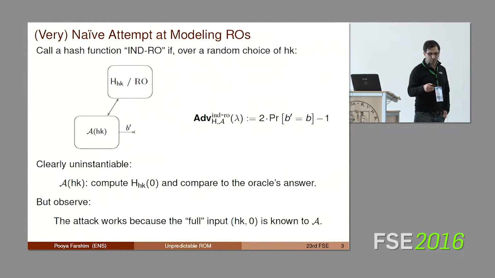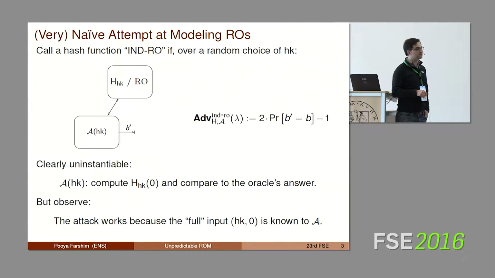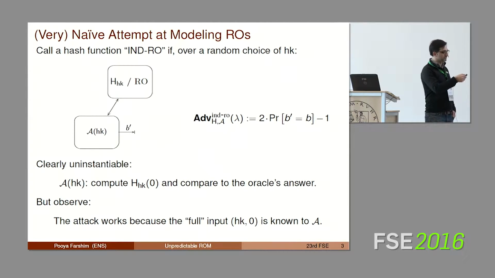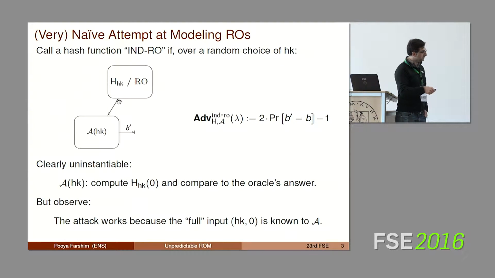Of course, this model is clearly uninstantiable. The reason for that is very simple: you just compute the hash of 0 and compare it to the oracle's answer. So you have the hash key, you compute the hash of 0, and see if it matches what you got from the box. So of course, this naive solution does not work. The reason behind this is that the adversary knows a full query, a full input to the hash function: that is, the hash key and the 0 that you end up hashing.